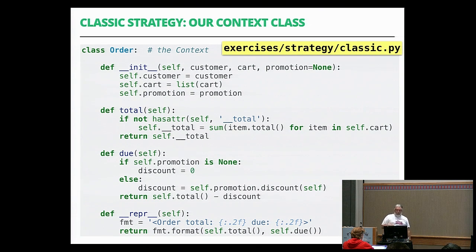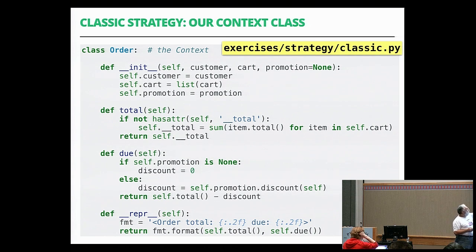So this is the way this is implemented if you follow the recipe from the design patterns book. This is the context class, our order. Like I said, it takes a promotion argument when it's constructed, and I just assign this to this instance attribute.